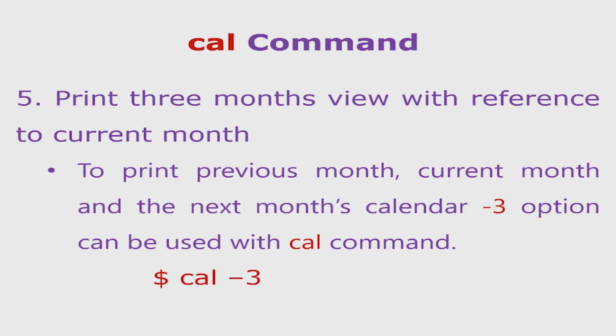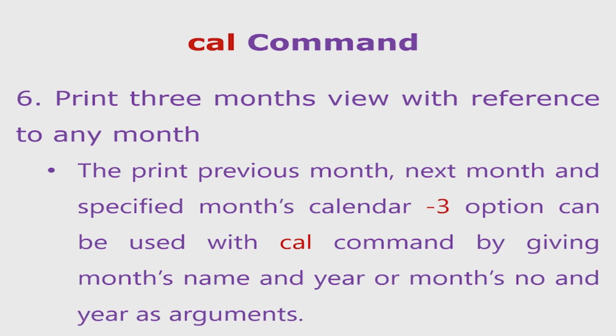To print previous month, current month, and the next month's calendar, -3 option can be used with cal command. To print previous month, next month, along with the specified month's calendar, -3 option can be used with cal command by giving month's name and year or month's number and year as arguments.